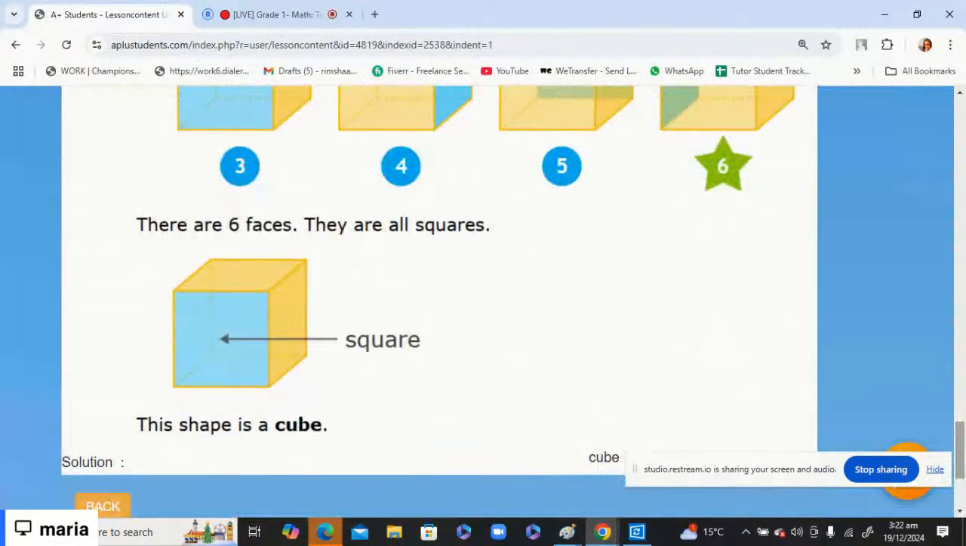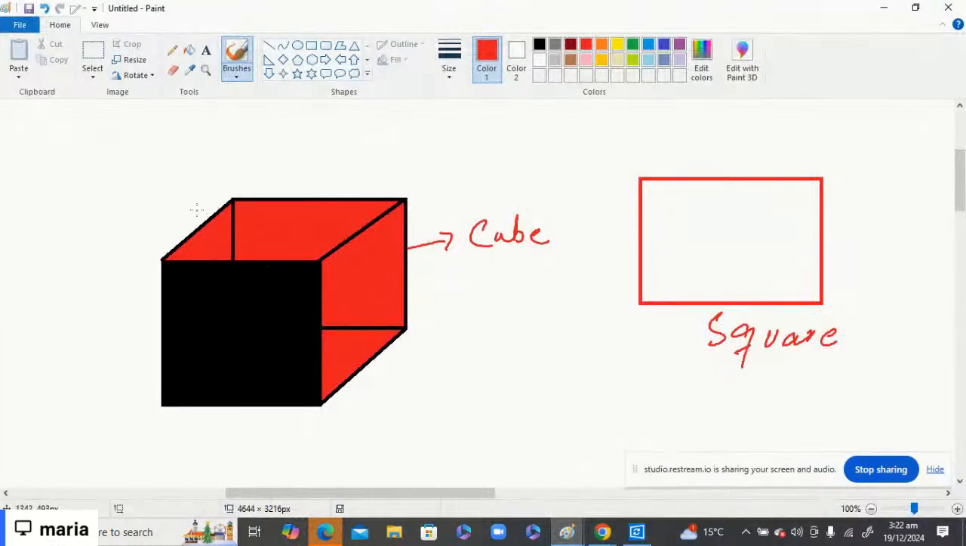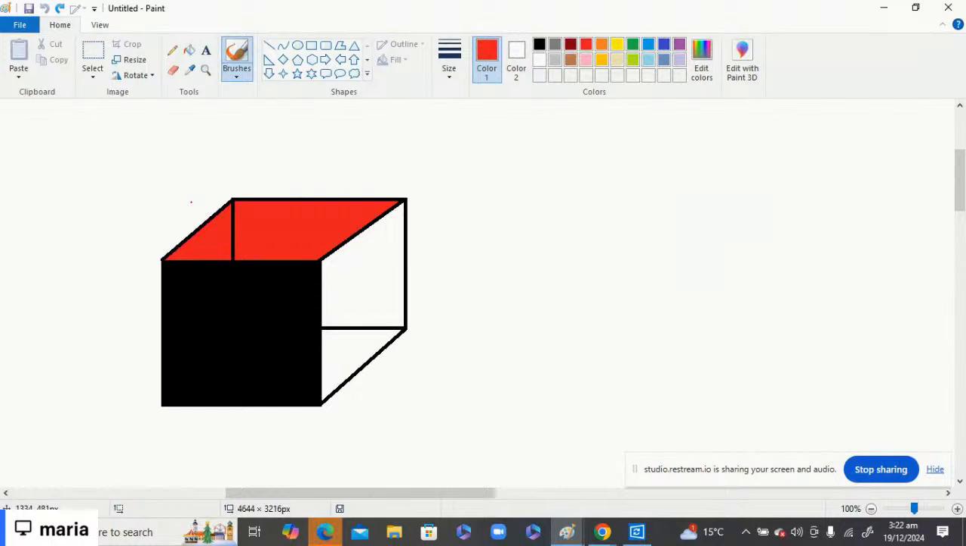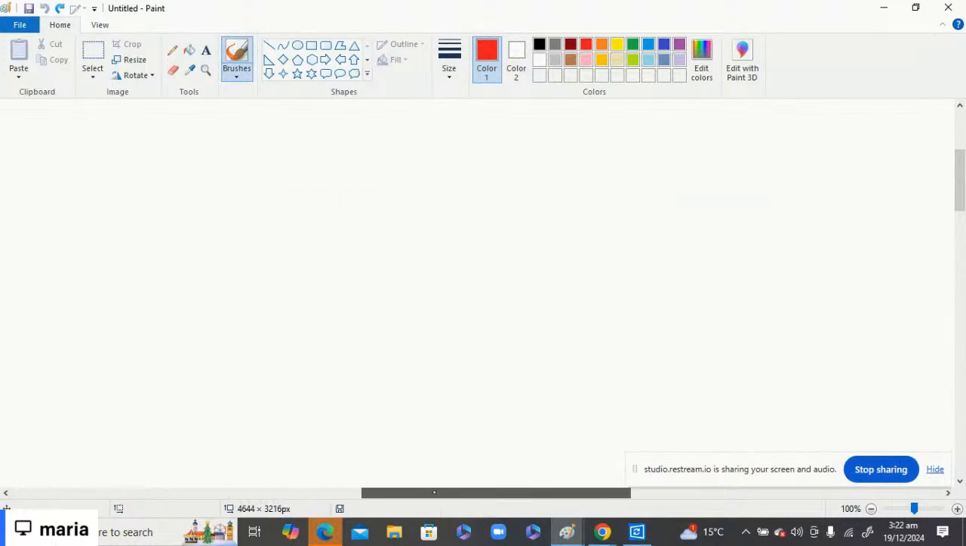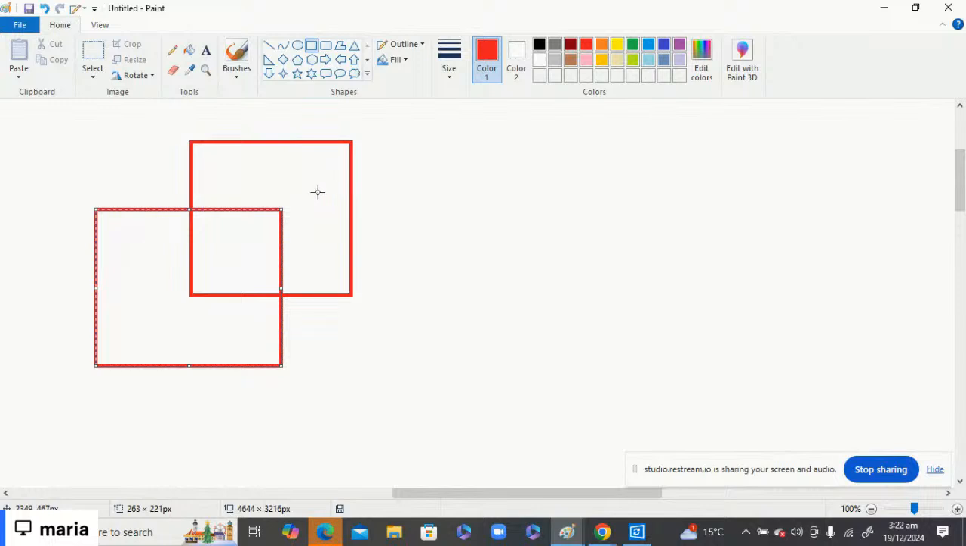And how many sides does the cube have? Let's count it, okay? How many sides of the cube? When you are going to count the sides of the cube, let's draw a proper cube here. If it is the colored one, then you are not able to understand. This one, and then this one, okay?